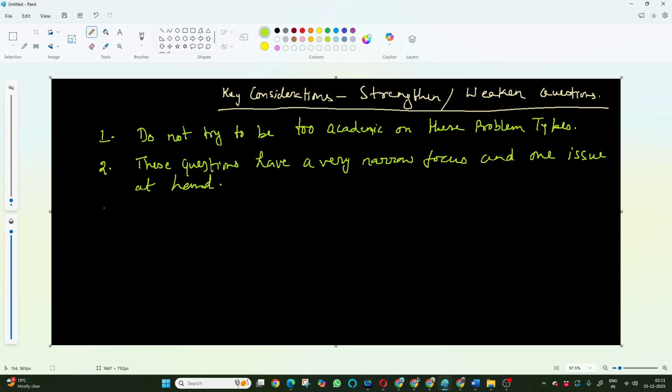Okay. Third point is you do not need to identify assumptions first. Most of the time you are advised to identify assumptions and then go ahead and look at the answer choices and then find the weakness. I do not suggest you do that. So do not identify assumptions first.